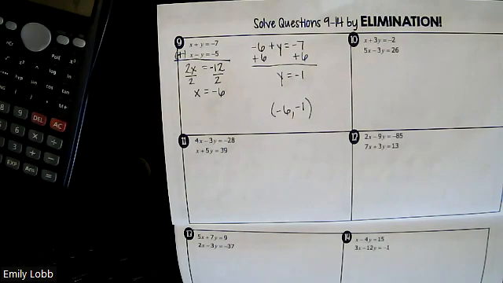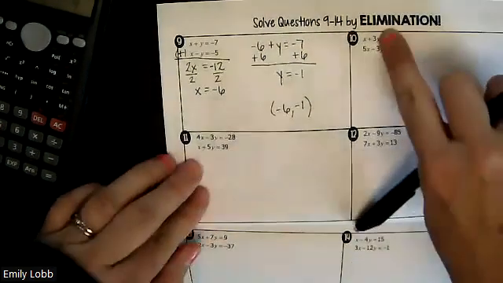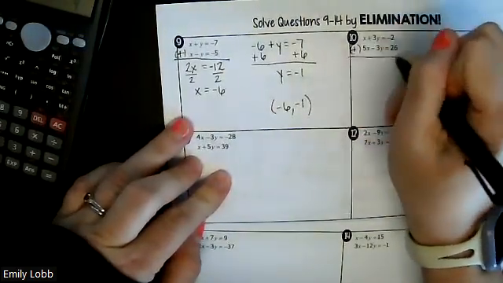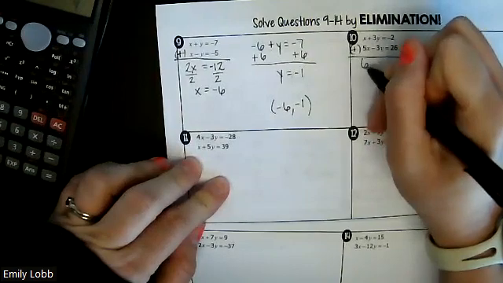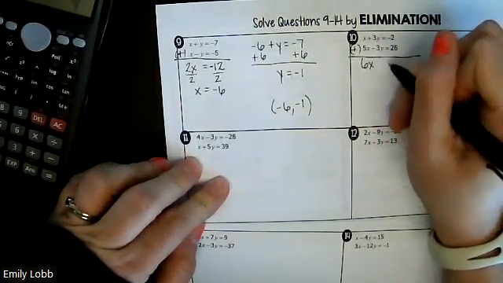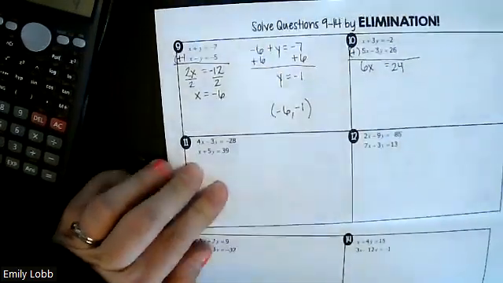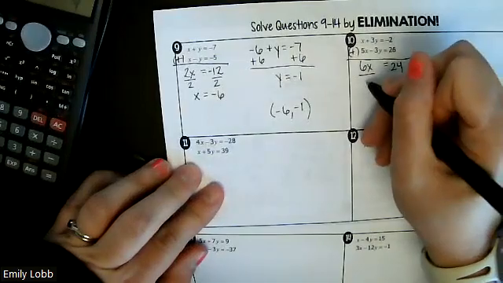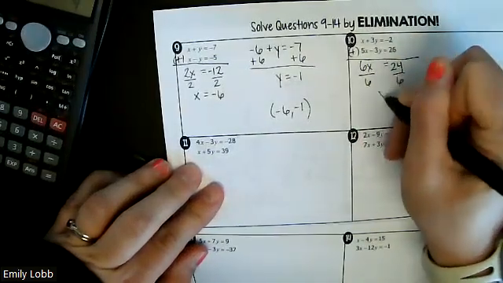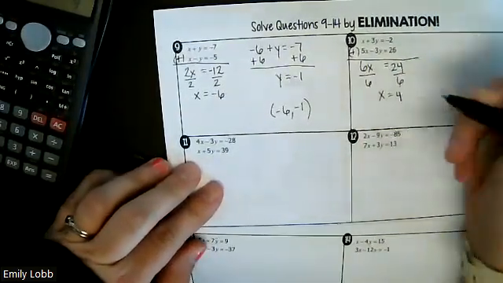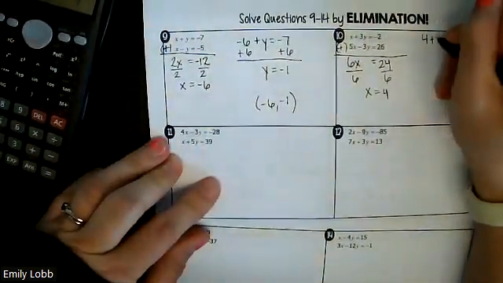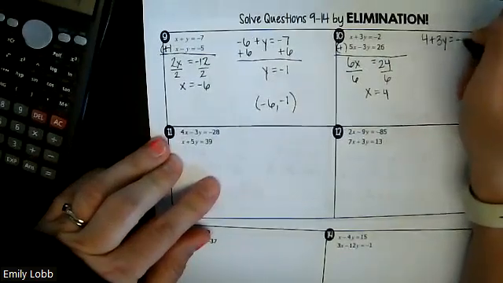Ten looks nice too. We have equal and opposite y's again. So if we add these up, we have 6x. The y terms go away and it equals 24. So we would divide by 6. x is equal to 4. So I'm going to plug that into the top. 4 plus 3y equals negative 2.